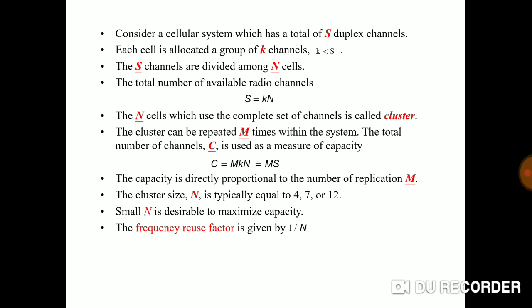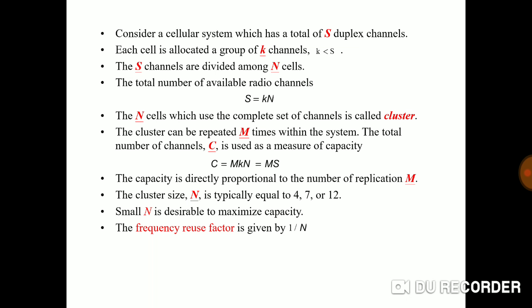Now let us consider a cellular system which has duplex channels with a total of S channels. Each cell is allocated a group of K channels, where K is the number of sub channels. From that we measure the available radio channels by S = K × N, where N is the number of cells with a complete set of channels, which is called a cluster. The cluster can be repeated M number of times with the same set of frequencies. So C = M × K × N, which means KN is considered the total radio channels.